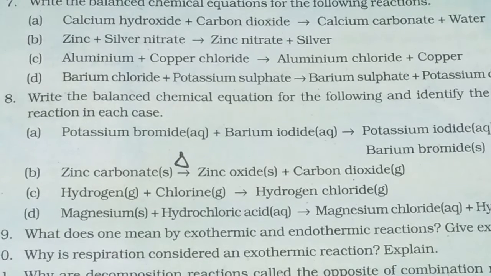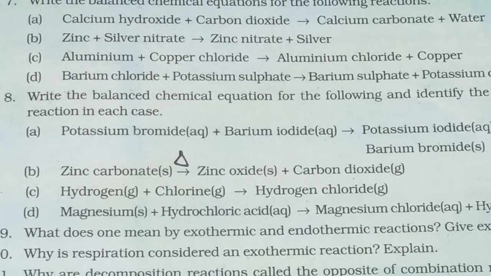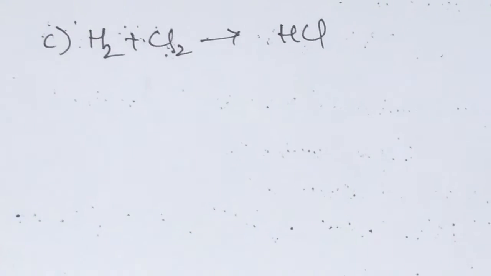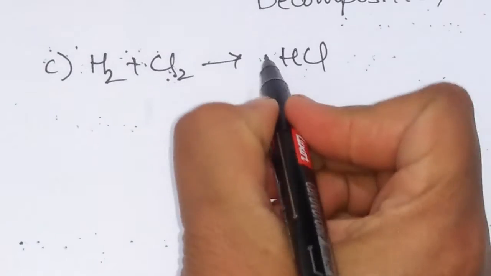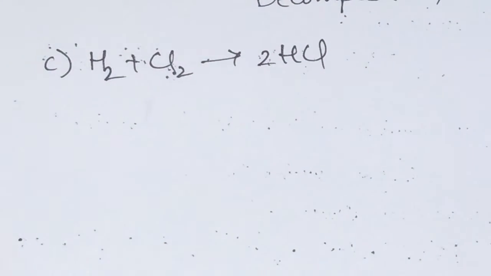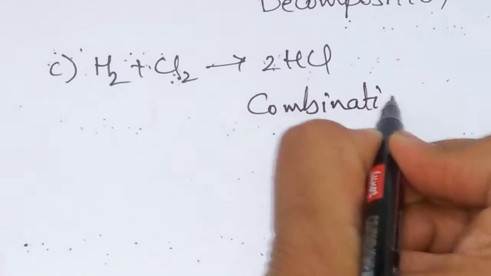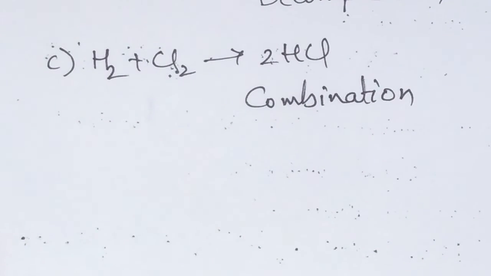Coming to next question, hydrogen reacts with chlorine forming hydrogen chloride. Let us write the equation for this, and also the type of equation. If you observe, type of reaction, that is a combination reaction. So here we have written the equation. H2 plus Cl2 gives rise to HCl. For balancing, let me write 2 here before HCl. Then this is a combination reaction. Left side we have more than one element or compound. Right side we have only one compound. So we can see this as a combination reaction.